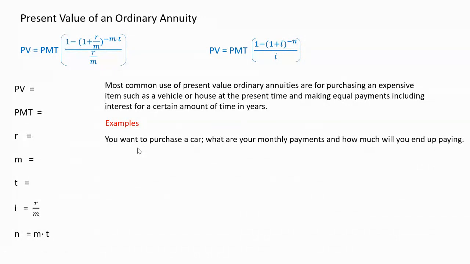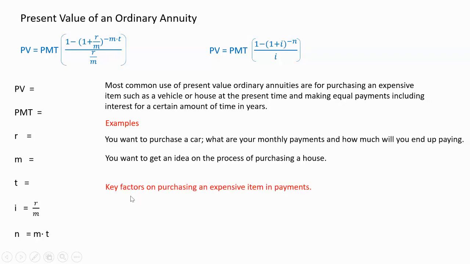Okay, so examples. You want to purchase a car. What are your monthly payments and how much will you end up paying? You want to get an idea on the process of purchasing a house. What do you need to know? These are key factors of purchasing an expensive item and payments, especially a house. You must have a job. With no job, the bank is not going to lend you the money.